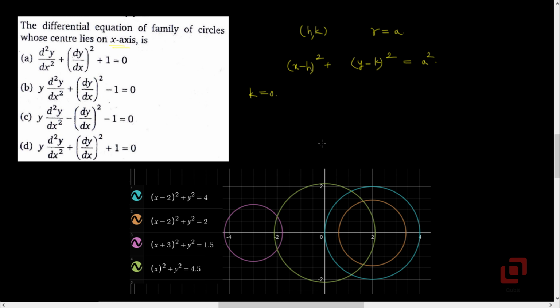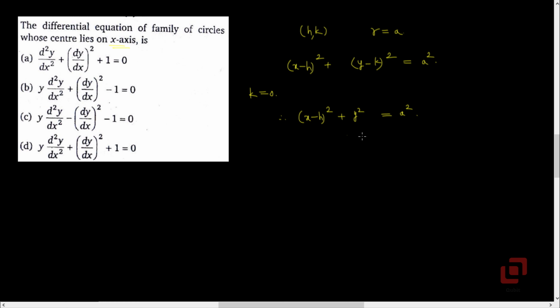According to the question, the center of the circle lies on x-axis, which means its y coordinate should be equal to 0. So the modified equation of the circle will now be x minus h squared plus y squared equal to a squared. We note that there are two arbitrary constants present in this equation, which are a squared and h. Hence, the order of the differential equation will be 2. Let's begin the process of differentiation.